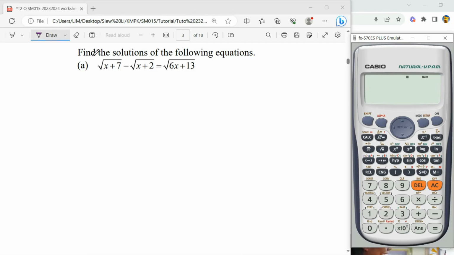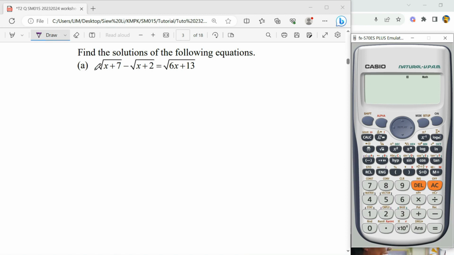Next, we're going to see this question. The question says find the solution, meaning find your x, for the following equation. Notice that this is a surd equation having three surds. For the first step, you can see two surds on the left hand side, one surd on the right hand side. So it will be distributed evenly already.